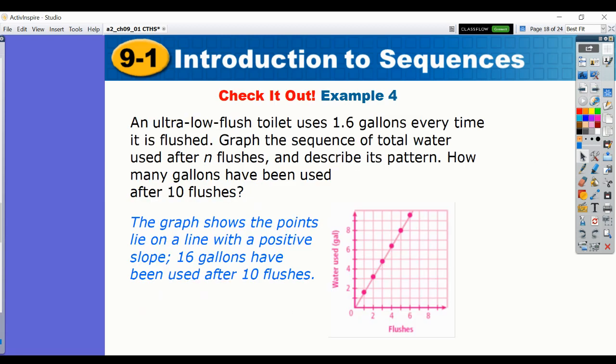So here's just another example. If you want to, you can look at this, but basically a toilet, every time you flush it, is 1.6 gallons. So how much total water is used? That's going to be linear because every time you flush, you get another 1.6.